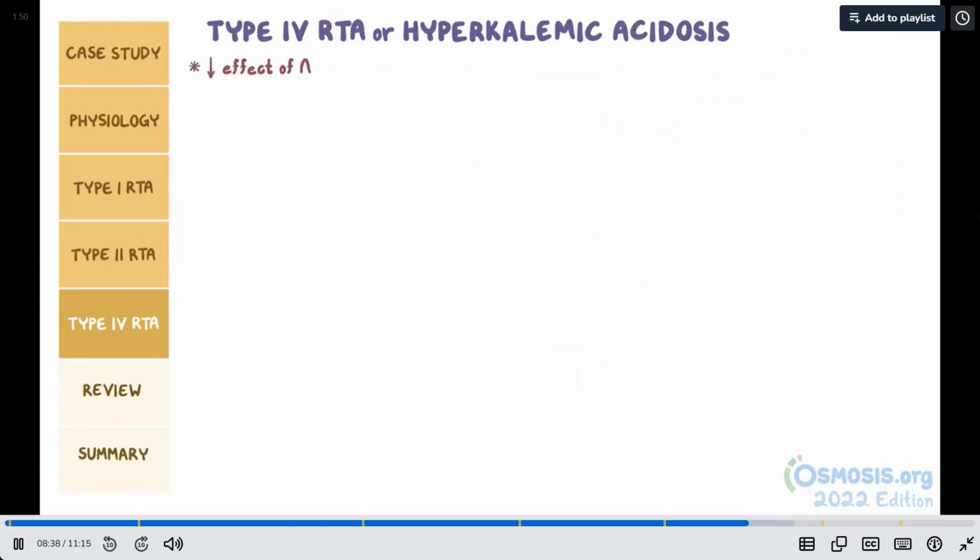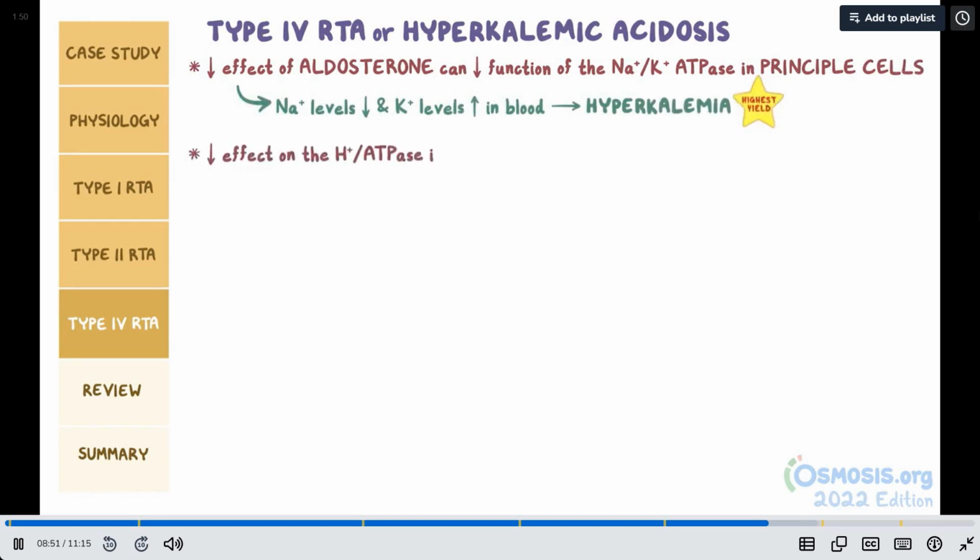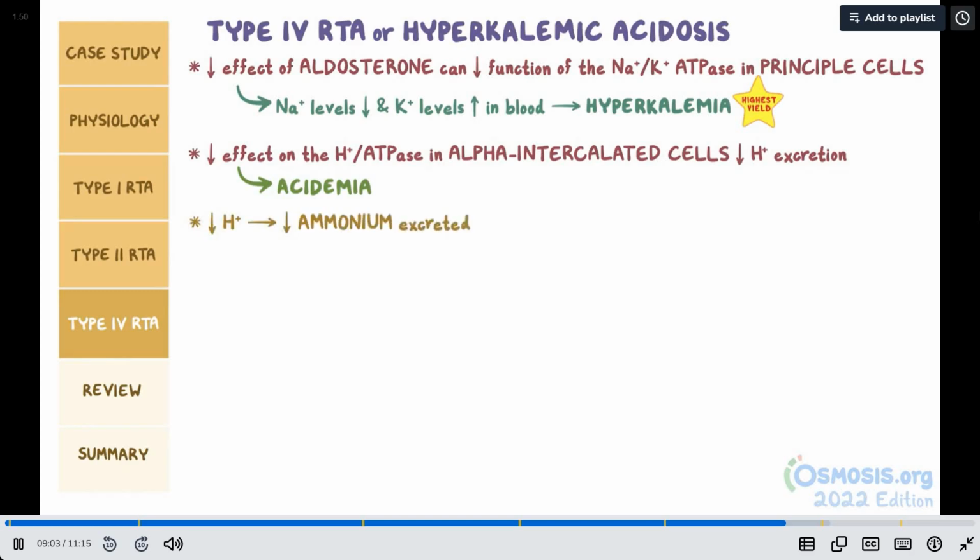Whatever the cause, the aldosterone resistance can decrease the function of the sodium-potassium ATPase in principal cells, making sodium levels fall and potassium levels rise in the blood, causing hyperkalemia. Reduced effect on the hydrogen ATPase in the alpha intercalated cells decreases hydrogen excretion, causing acidemia. Also, since hydrogen usually combines with ammonia in the tubule to form ammonium, with less hydrogen there will be less ammonium excreted in the urine.